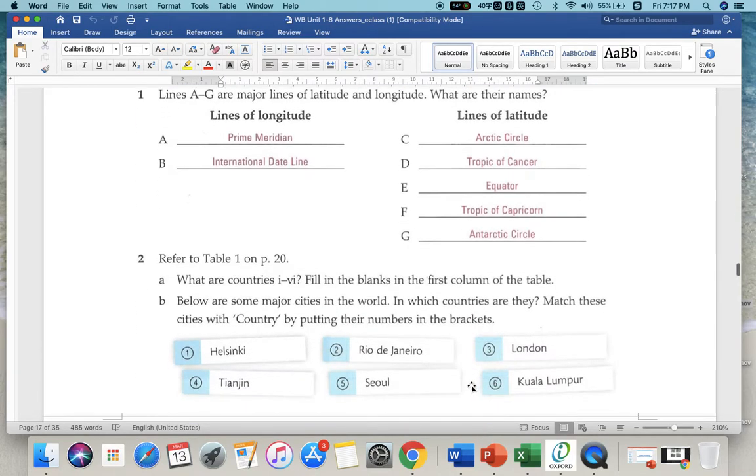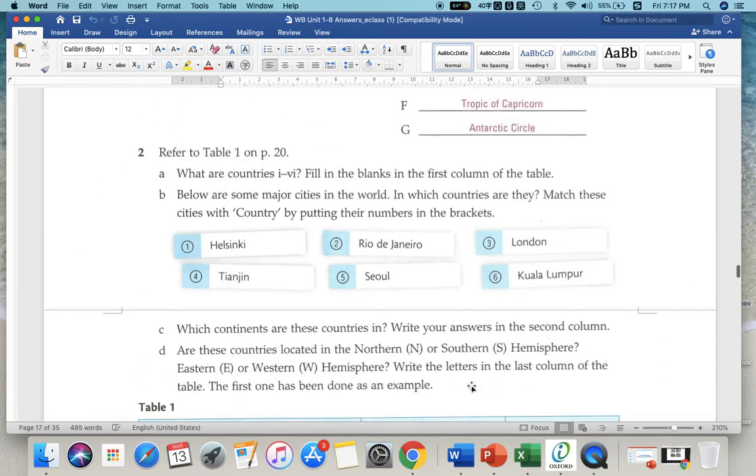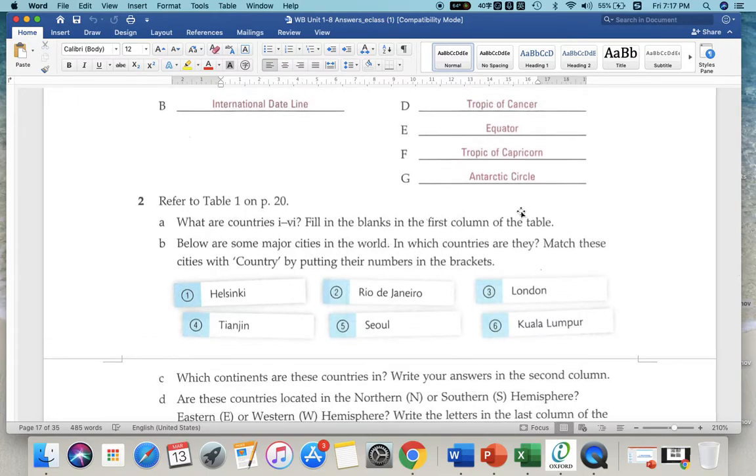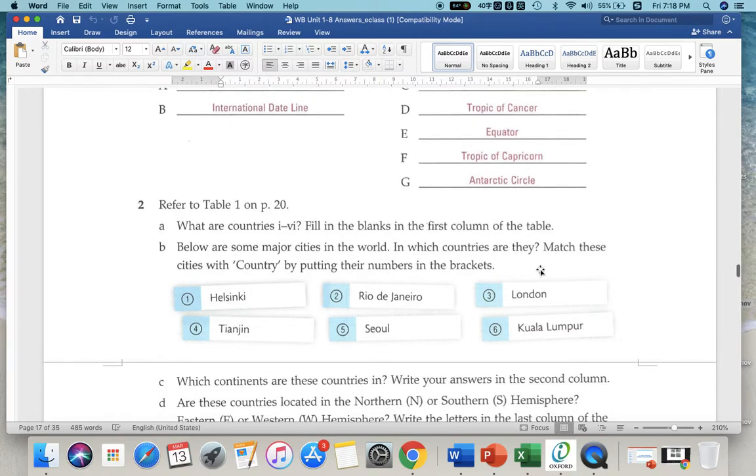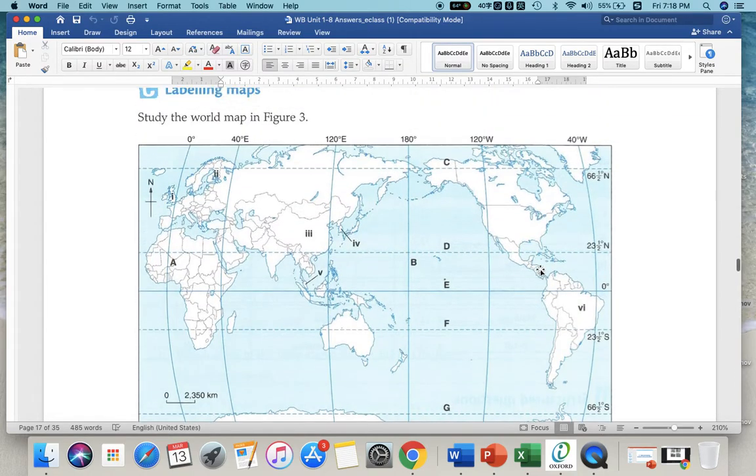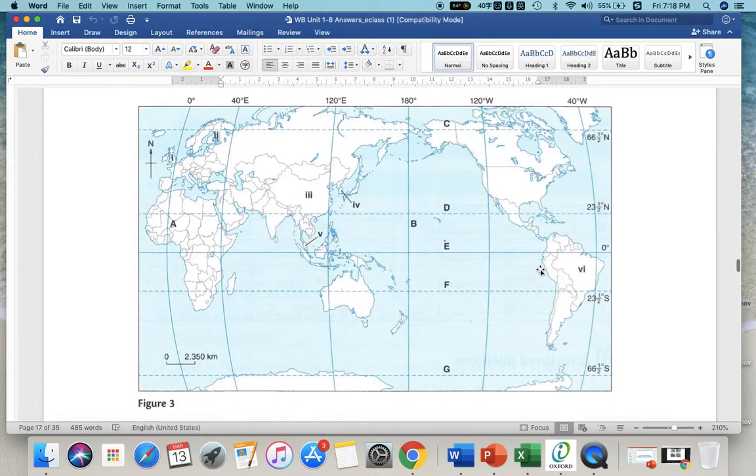Right? So for question 2, you need to refer to the table on page 20. That means this table, and fill in the blanks for that, and then you have to match the cities to the countries. So let's watch the map first.